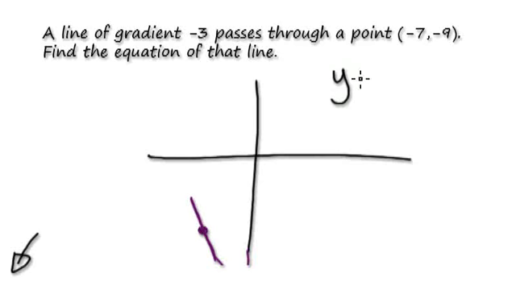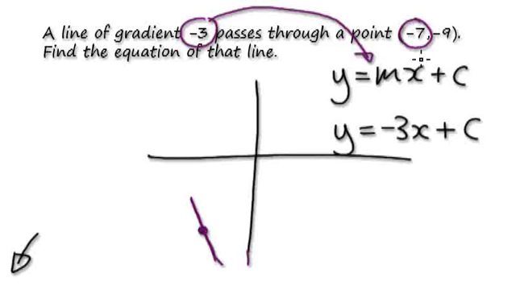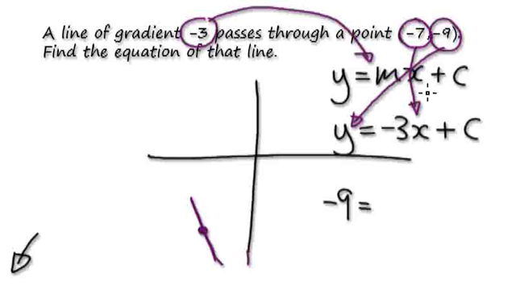We'll start by writing y equals mx plus c. We've been given the gradient here. It's minus 3, so y equals minus 3x plus c. We need to know c. So this is your x here. Let's put this into the x, and let's put the minus 9 into the y. So this will be minus 9 equals, what's minus 3 times minus 7? So that would be positive 21. Positive 21 plus c.